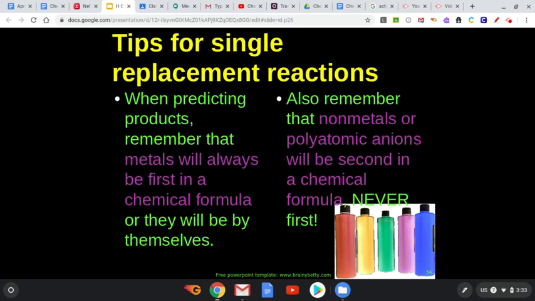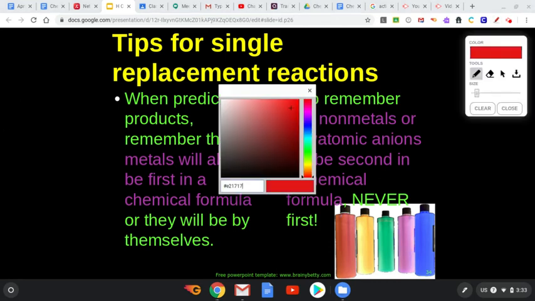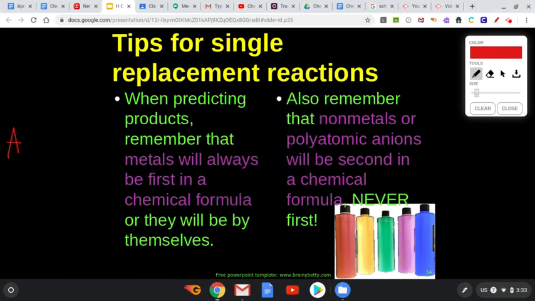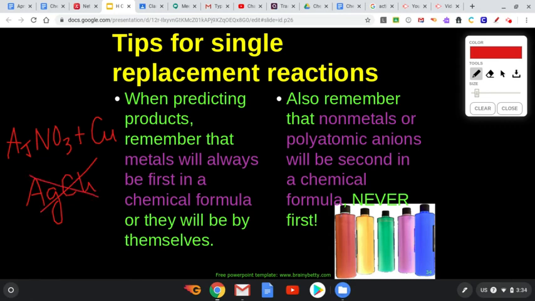Tips for single replacement reactions when you're predicting products. Remember that metals will always be first in a chemical formula, or they will be by themselves. For example, in the equation that we just looked at, AgNO3 plus Cu, you can never have Ag and Cu come together because they are both metals. So the metal will always replace the other metal, not combine with it.